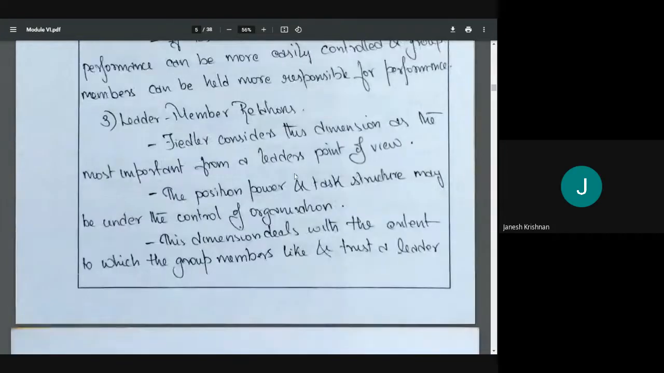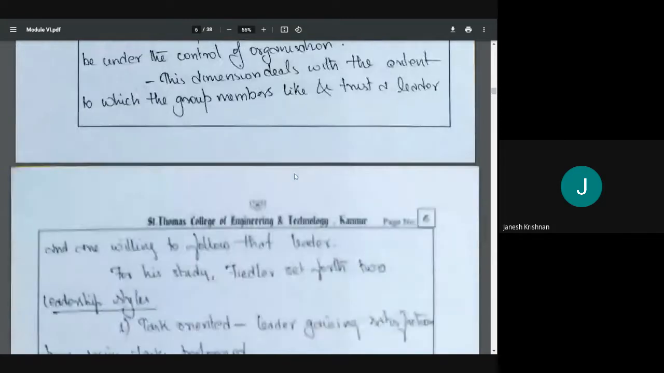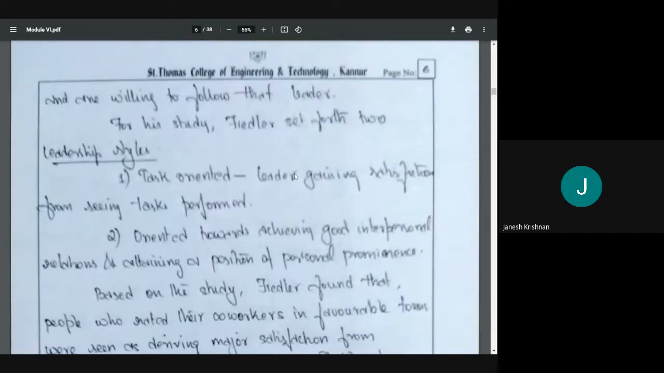But the third dimension, leader-member relation, deals with the extent to which the group members like and trust the leader and are willing to follow him or her. So that depends only on the leader. It doesn't depend upon the power or the structure. It depends upon the leader. How much I like and trust a person depends upon that person, right? So this is a very important dimension, the third dimension.